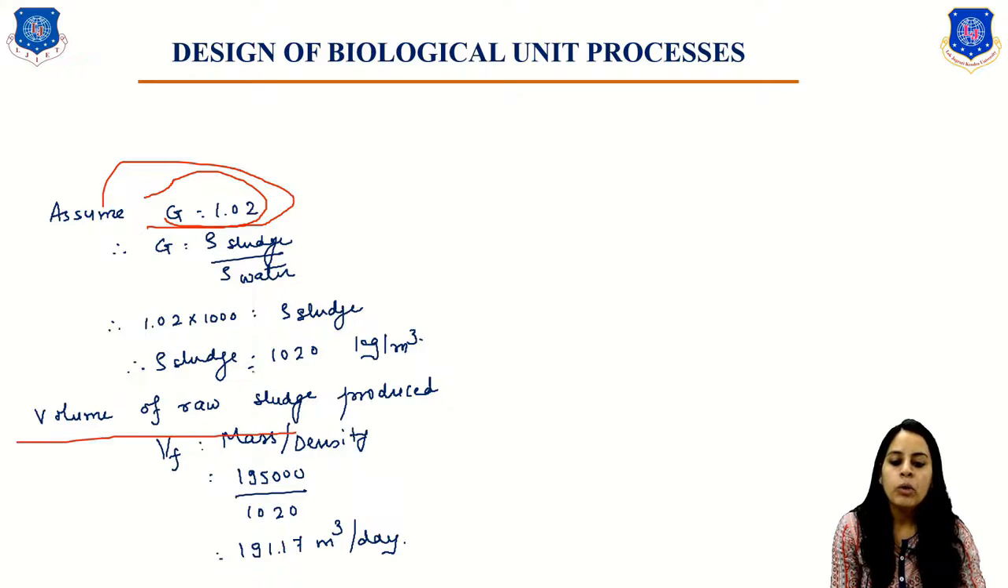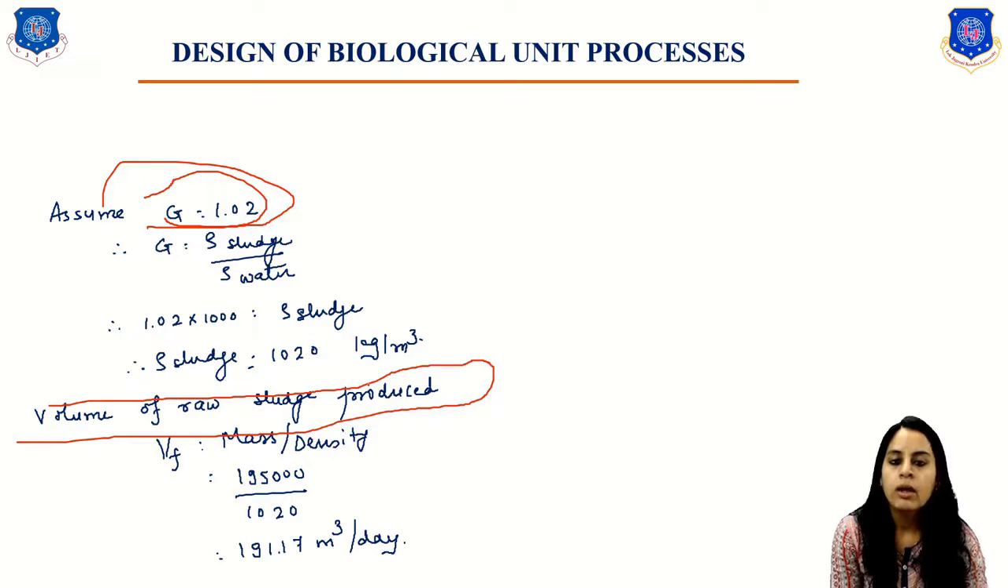Now we find the volume of sludge which is produced. It means that volume is equal to mass upon density, we know that. So the mass is 1,95,000, we already found that, and the density is 1020. So the volume of sludge which is produced is 191.17 meter cube per day.